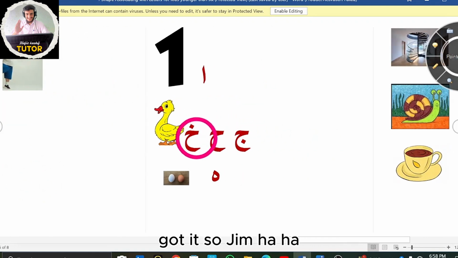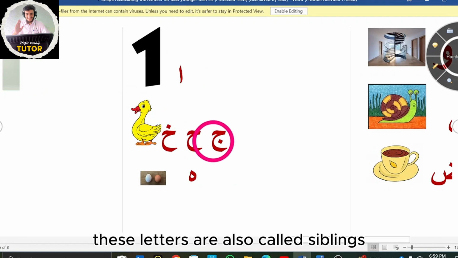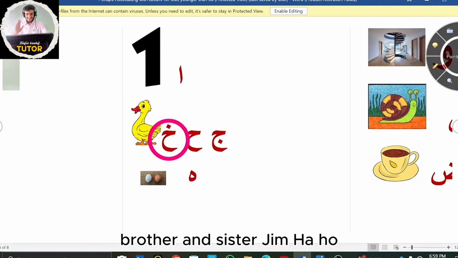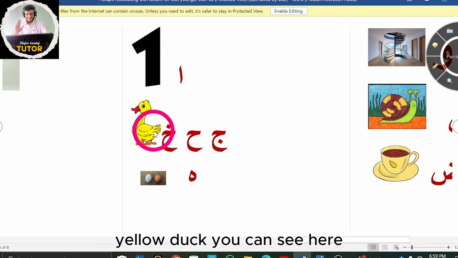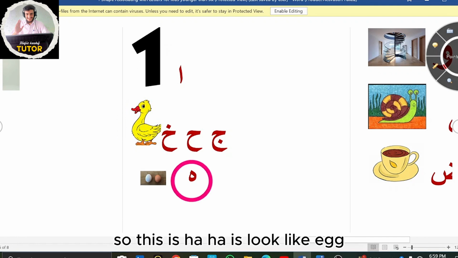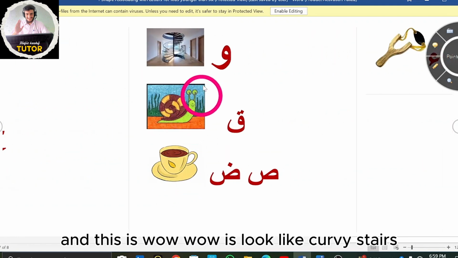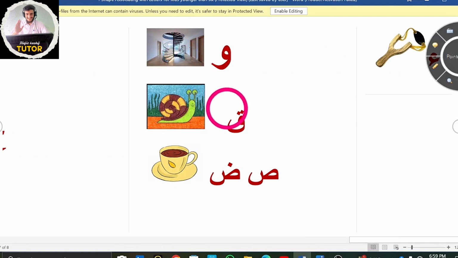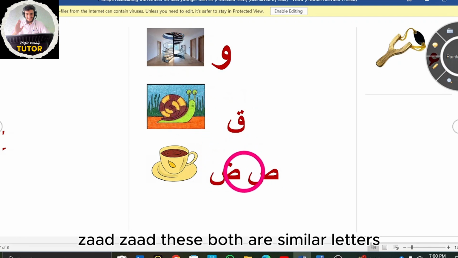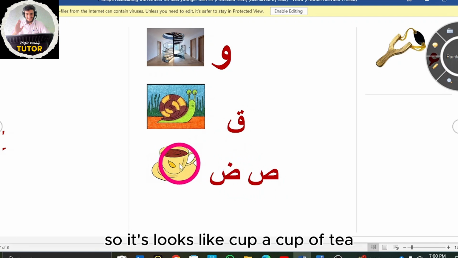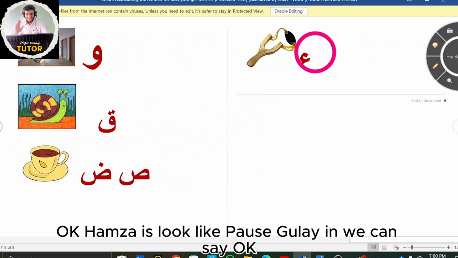Jim, Ha, Kha. These letters are also called siblings, brother and sister, with only a difference in dots, and the shape looks like a duck, a yellow duck you can see here. This is Ha, which looks like an egg, and this is Waw, which looks like curvy stairs. Qaf looks like these insects. Sad and Dad are similar letters that look like a cup of tea. Hamza looks like a bow, gulail in Urdu.